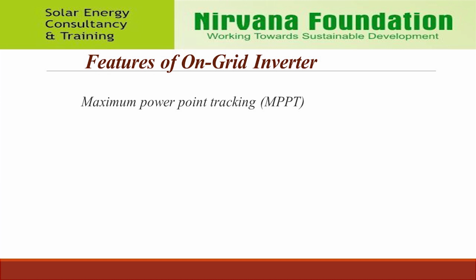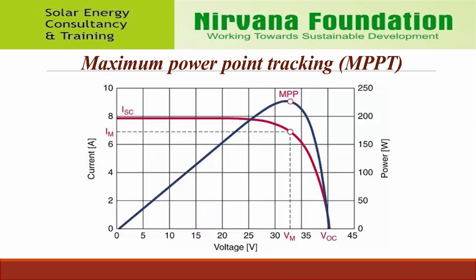Features of on-grid inverters. Maximum power point tracking, MPPT. Inversion function. Anti-islanding. Synchronizing. Remote monitoring. An MPPT, or maximum power point tracker, is an electronic DC to DC converter that optimizes the match between the solar array and the battery bank or utility grid. The MPPT is used to put the panel into a maximum power output stage.